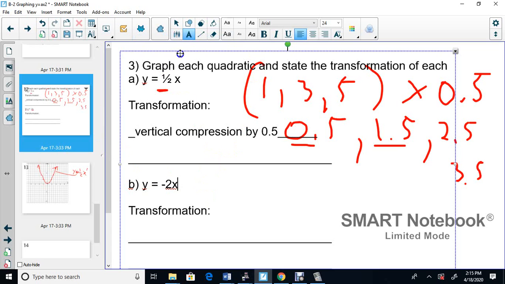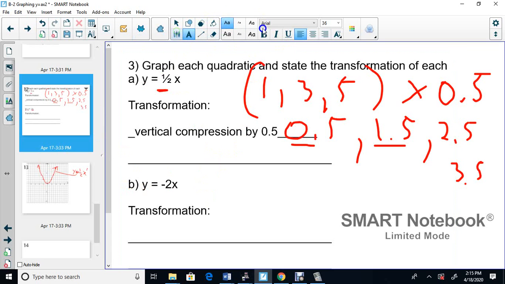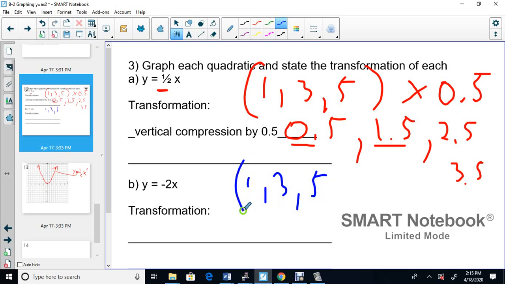Okay, that's that one. Now let's do B. We're going to do the exact same thing. I'll just change the color up. We'll use that blue. I'm going to write with this blue one here. I'm going to write 1, 3, 5. I'm going to multiply that by -2.